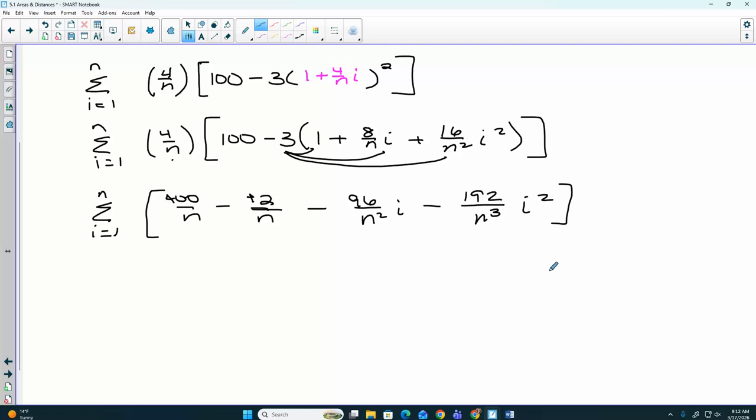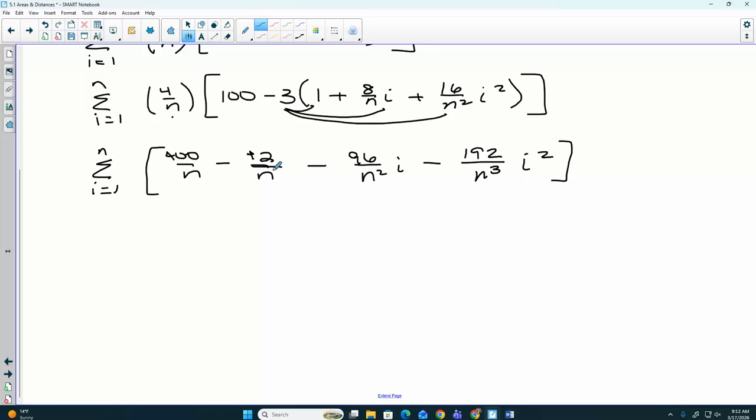It just multiplied out that whole thing. Now we have to do the sum. So that's what we are working on Friday. We are adding up i's. Okay, so if I'm adding it from 1 to n, you could combine these. 400 over n minus 12 over n, these are like terms, right? So that would give me 388 over n.